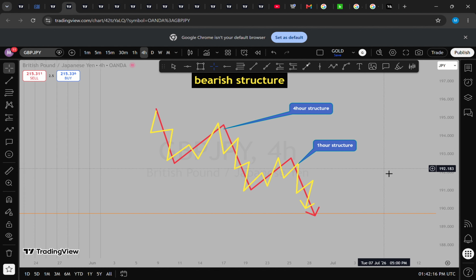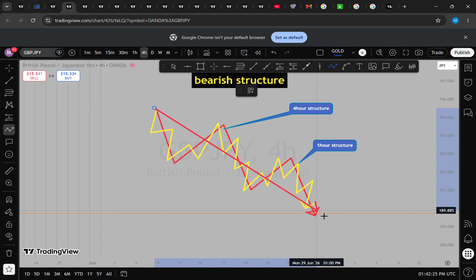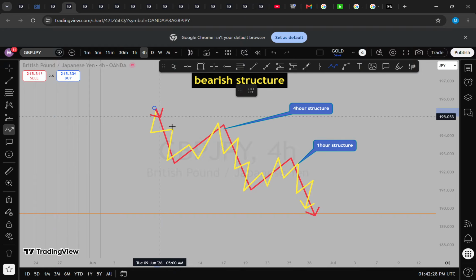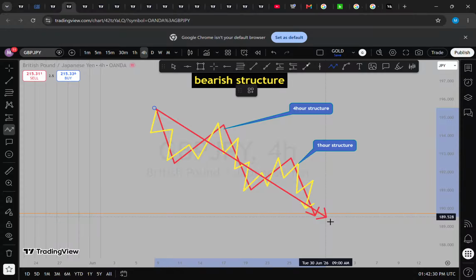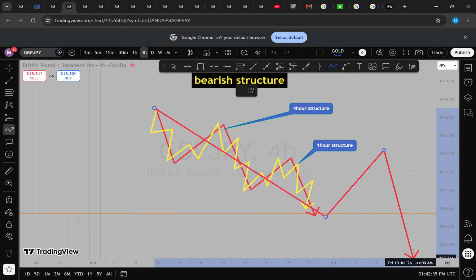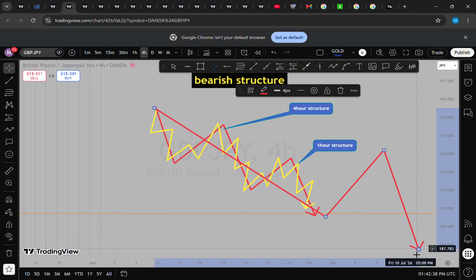So if you switch to daily time frame, you might have all of this as just a single leg. On daily time frame, all of this can be a single leg. Before you now have a pullback and move in this manner. If you switch to daily time frame, all of these 4 hour, 1 hour structures, you only see them as a single leg in this manner.